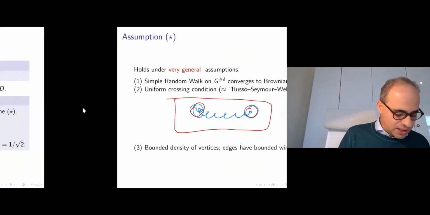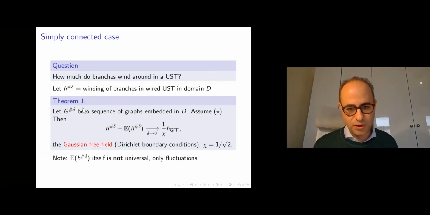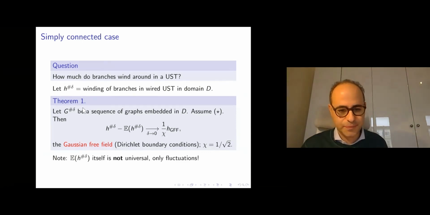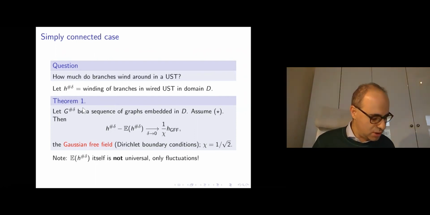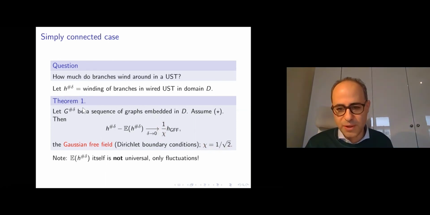And I'll show you again the theorem, now that you know what the assumptions are, and it tells you that the winding of the uniform spanning tree, once you remove the expectation, converges without scaling to a multiple of the Gaussian free field. Now, it's a bit funny to write the constant as 1 over chi when chi is 1 over square root 2, but there is a reason why I do that, and it will have something to do with imaginary geometry. So this constant chi has something to do with imaginary geometry, and that's why we phrase it this way.